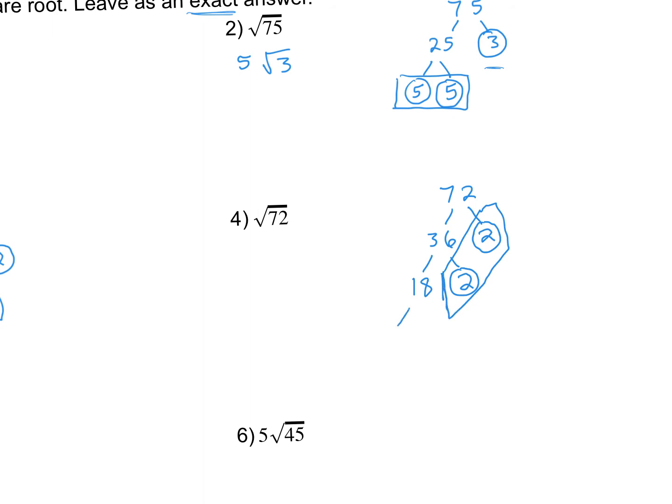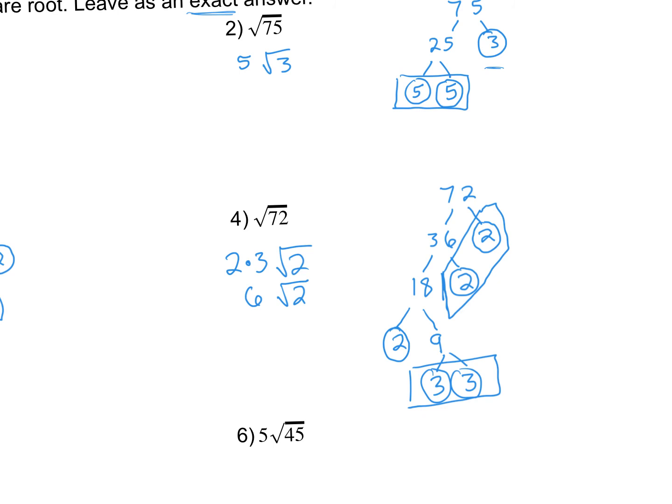18, keep breaking that down. That is 2 times 9. I'm going to circle this 2. 9, if I break that down, is 3 times 3. Here's a pair of 3s. So I got a 2 and a 3, so I'm going to put those on the outside. 2 times 3, and I'm left with a 2 under the radical, because that's the only one left. That's circled. So 2 times 3 is 6. So this is 6 root 2.